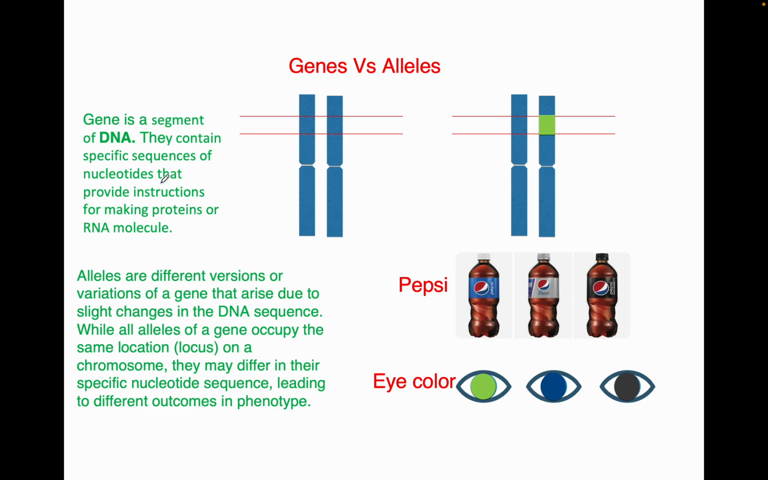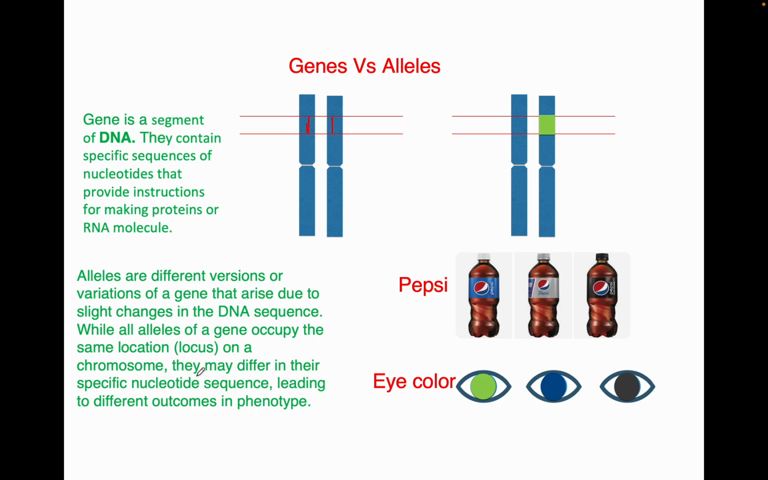Genes versus allele. A gene is a segment of DNA that contains a specific sequence of nucleotides that provides instructions for making proteins or RNA molecules. And alleles are different versions or variations of a gene that arise due to slight changes in the DNA sequence. For example, the DNA here and here, this is the gene for eye color, and how their DNA varies between individuals or in a population, that is now an allele.